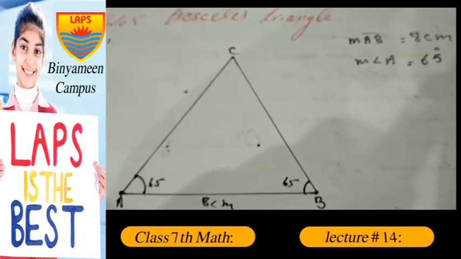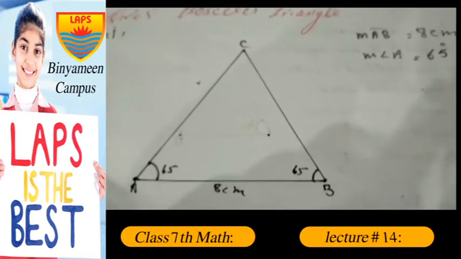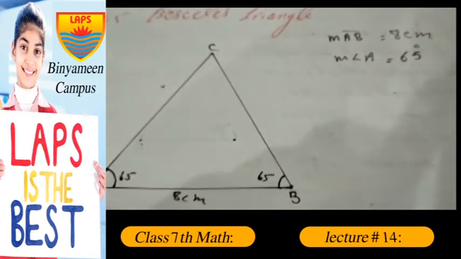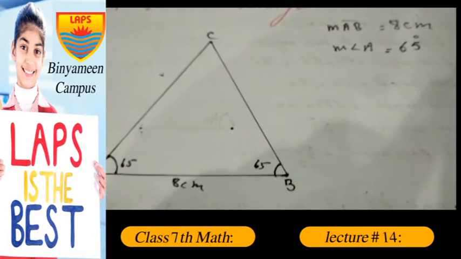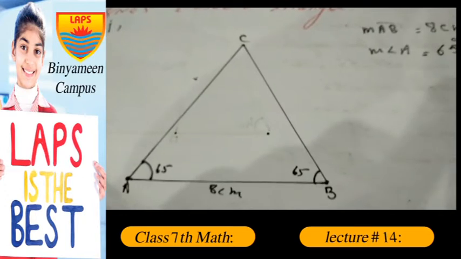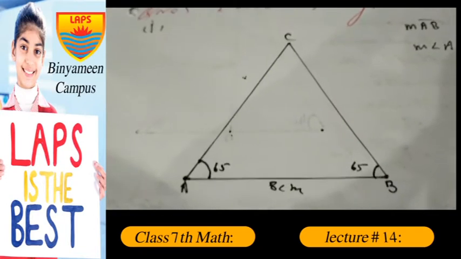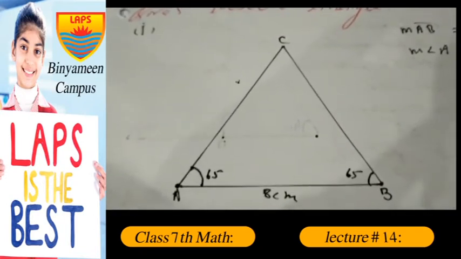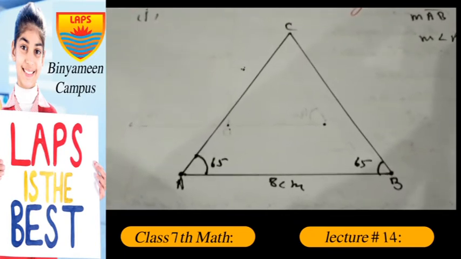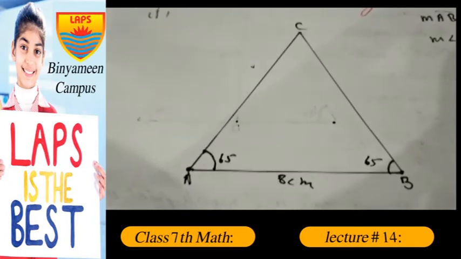Question number 5. Isosceles triangle. Measure AB is equal to 8 centimeter and measure angle A is equal to 65 degree. Steps of construction. Draw AB 8 centimeter. First step. Second, construct angle ABC is equal to 65 degree.